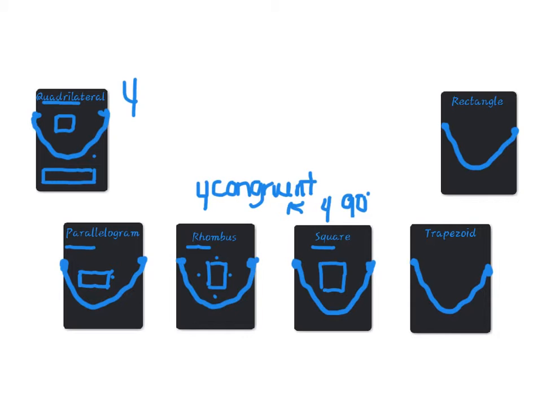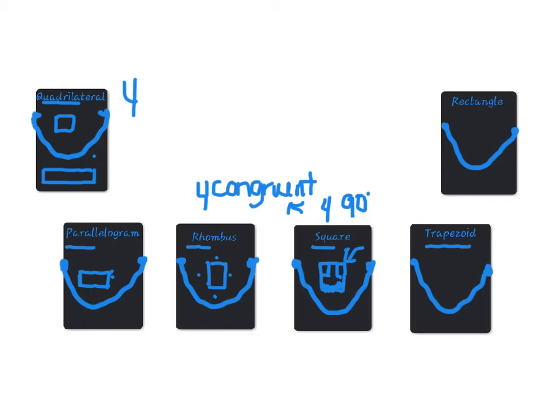But in order for this rule to apply for a square, it needs to have 4 90-degree angles in its corners. And I can't seem to get my tool to make the 90 degrees. But there are 4 90-degree corners in a square.